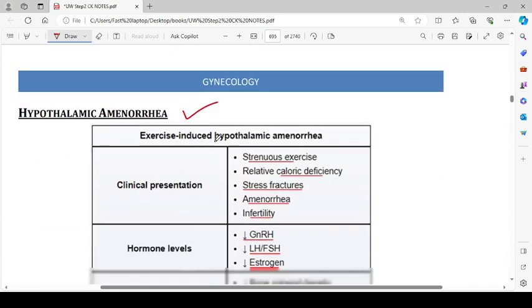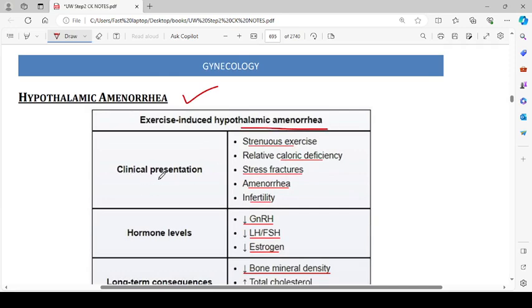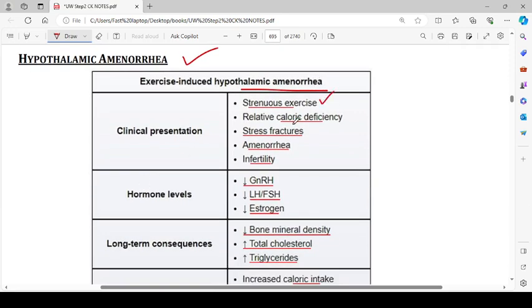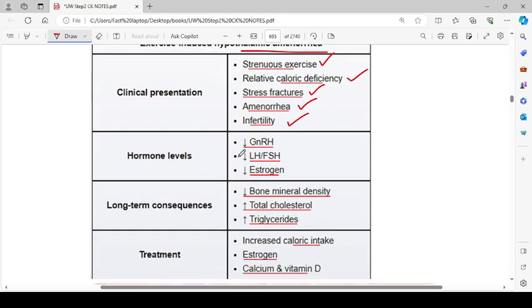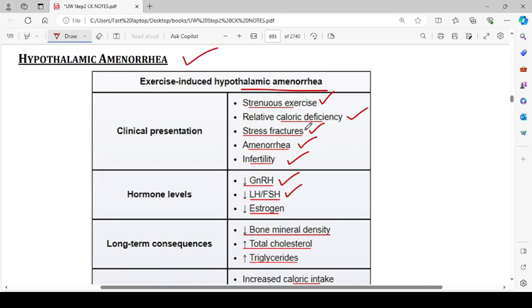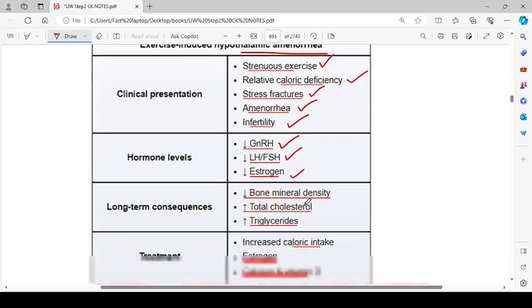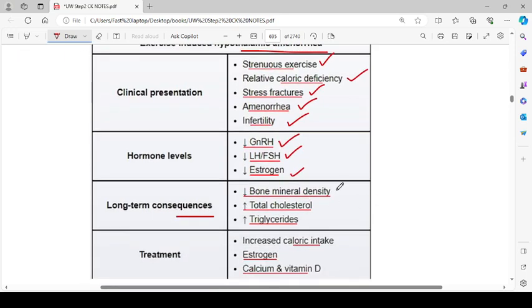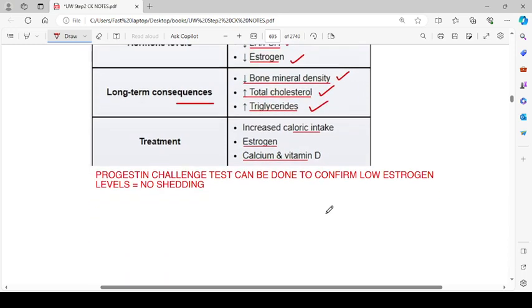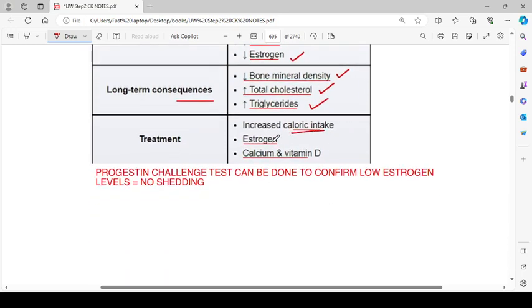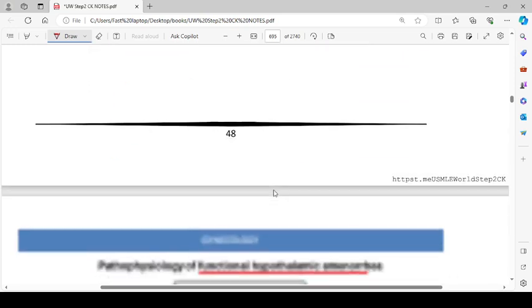Then we have hypothalamic amenorrhea. Exercise induced hypothalamic amenorrhea: the clinical presentation is strenuous exercise, relative caloric deficiency, stress fractures, amenorrhea, and infertility. Hormone levels include decreased GnRH, decreased LH and FSH, and decreased estrogen. Long-term consequences are decreased bone mineral density, increased total cholesterol, and increased triglycerides. Treatment is increased caloric intake, estrogen, and calcium and vitamin D. A progestin challenge test can be done to confirm the low estrogen levels and no shedding.